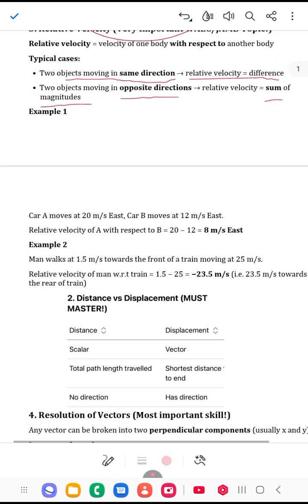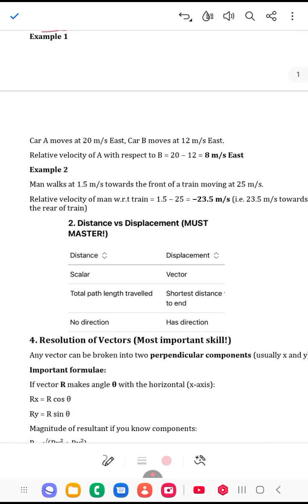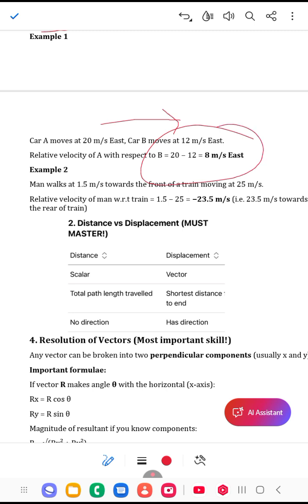Now let's look at the first example. Car A moves at 20 meters per second east. Car B moves at 12 meters per second east. If you look at both of these cars, A and B, you will see that they are moving in the same direction, and because of that, we are going to subtract. We are going to subtract 20 minus 12. So the relative velocity of A with respect to B is 8 meters per second east.